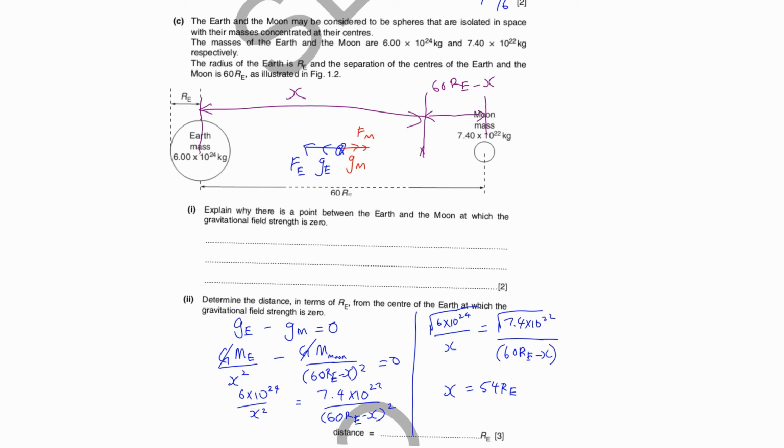Then you can do something that is legal in physics but illegal in maths. Because in maths, your teacher won't let you square root both sides. You must cross multiply and find the factor. But in physics, we square root both sides straight away. Correct or not? Okay. You square root both sides, then the square here, when you square root, just becomes 60 RE minus x, right? And the x squared becomes x already. This one you square root, this one you square root, then you can find your x.